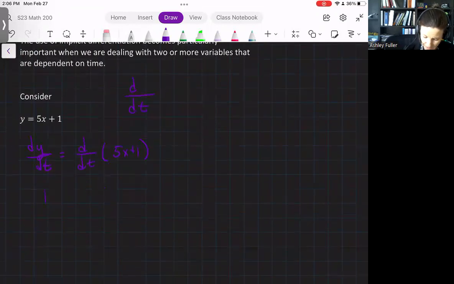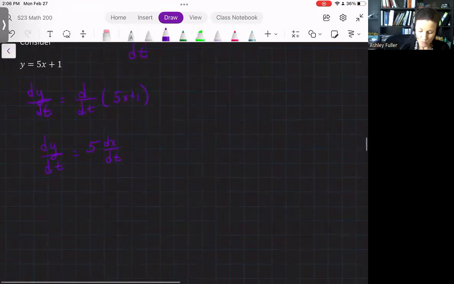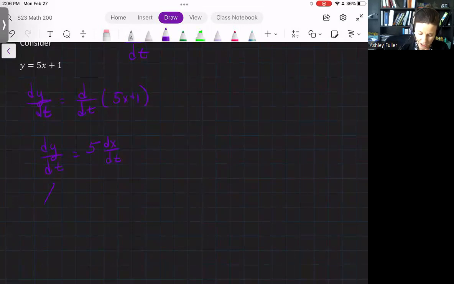And so on this side, I would get dy dt. The derivative of 5x with respect to time is going to be 5, and then dx with respect to dt. The derivative of 1 is going to be 0. And so what you can see is that the rate of change at which y changes is 5 times that as fast as that of x. They are related to one another.